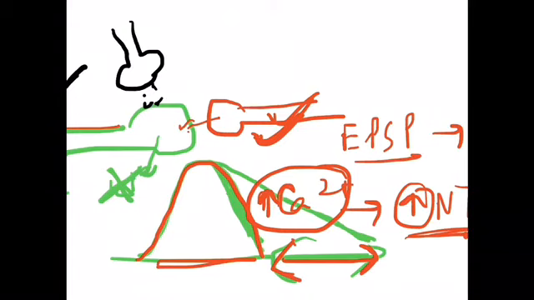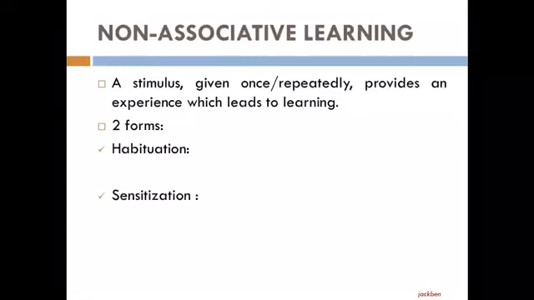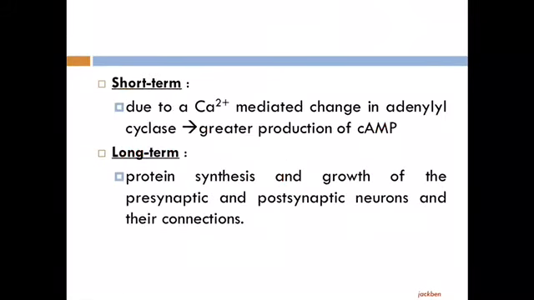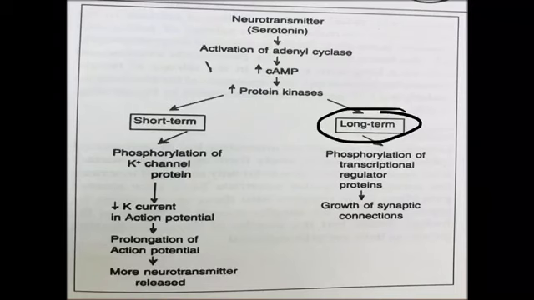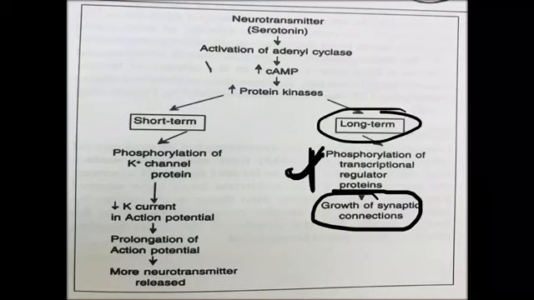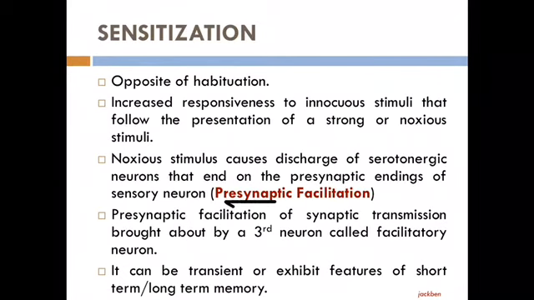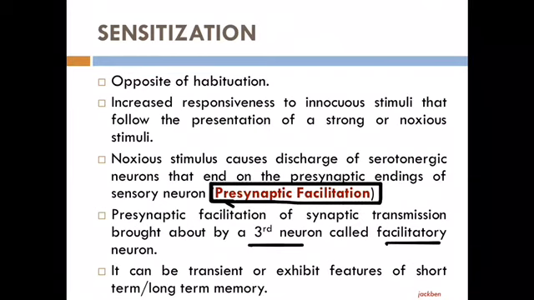And what is the long term effect? If we look at this flowchart, the long term effect is phosphorylation of the transcriptional regulatory proteins, meaning certain protein synthesis will get increased, and because of the increase in the protein synthesis, growth of the synaptic connection will also increase. So that's how the sensitization happens. Sensitization is happening because of presynaptic facilitation. So presynaptic facilitation of the synaptic transmission is brought about by that third neuron, which is called the facilitatory neuron.